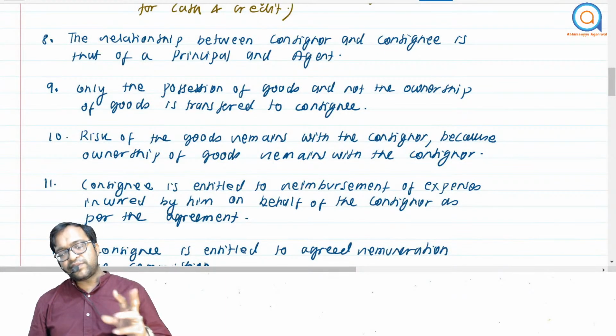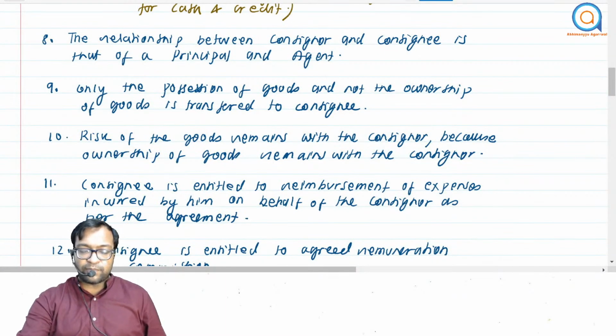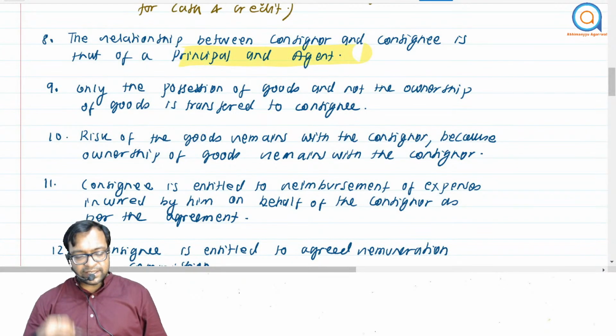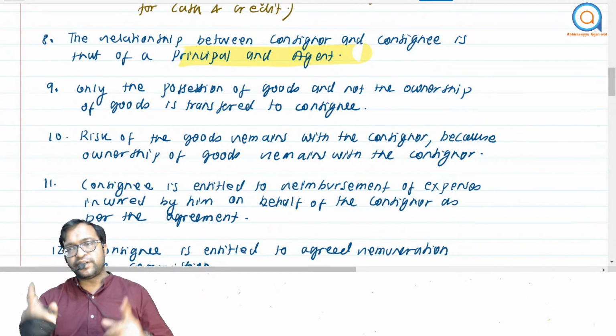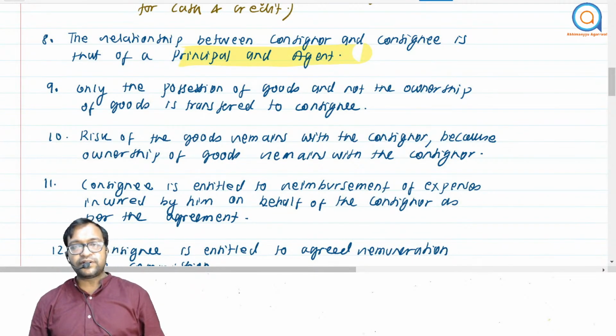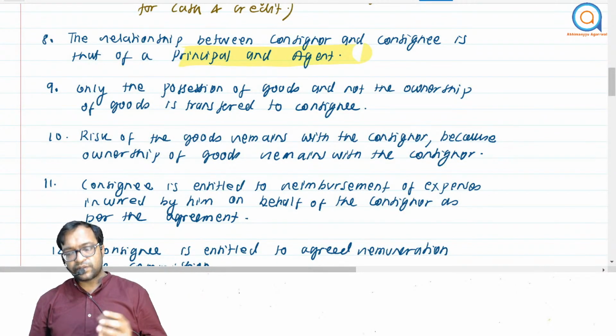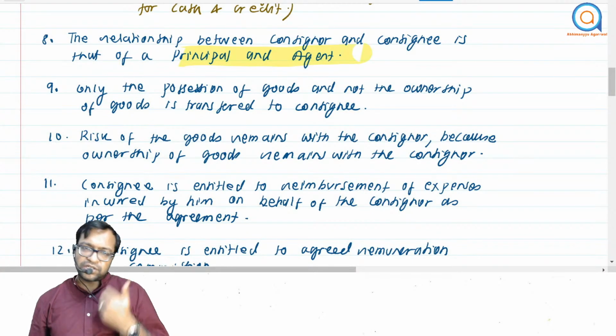The relationship between consignor and consignee is that of a principal and agent. When the consignor sends goods to the consignee, only the possession of the goods is transferred. Ownership is not transferred. The risk of the goods remains with the consignor, because the ownership is with the consignor.